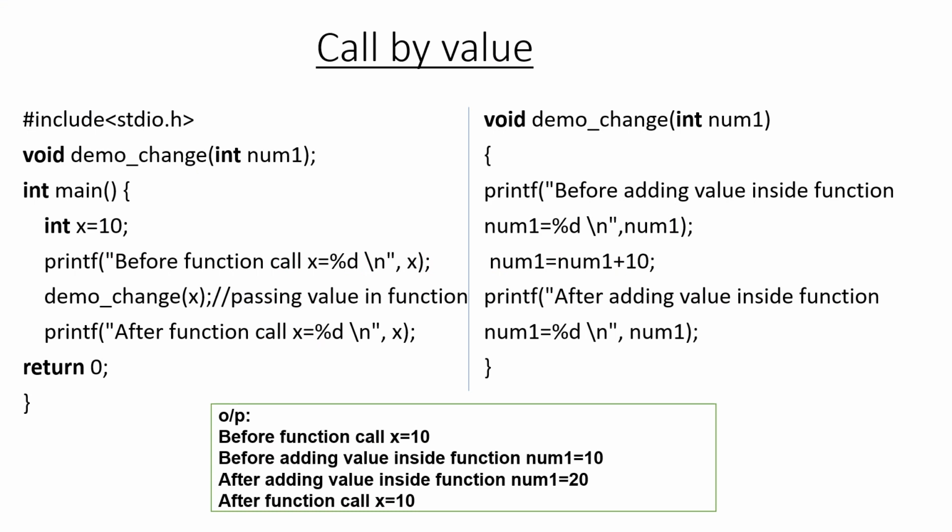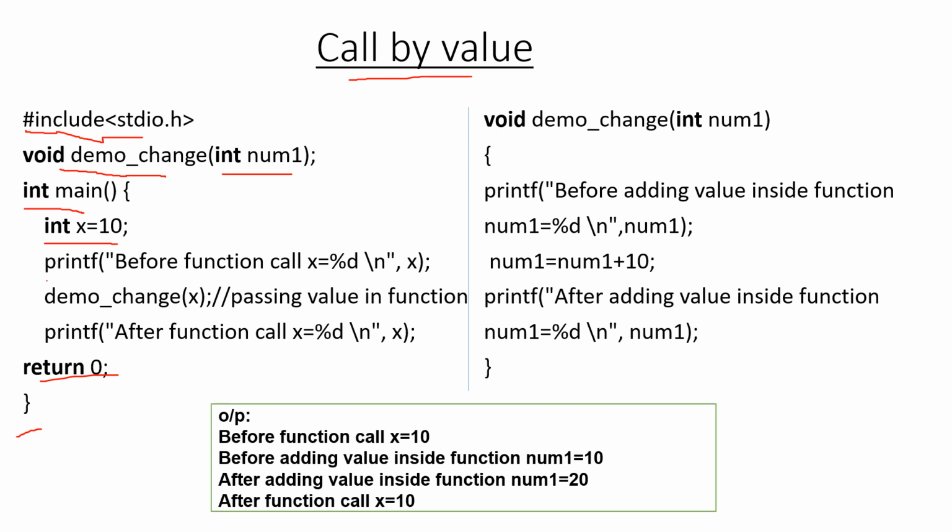So here is an example of the call by value method. First of all, as we all know in a C program, header file inclusion is there: #include <stdio.h>. Now the name of my function is demo change, and there is one parameter of integer data type, num1. That's my variable. In int main, as without main my program cannot run, it is the must function which should be in any C program, I'm defining the value of x as 10. I have declared it as an integer.